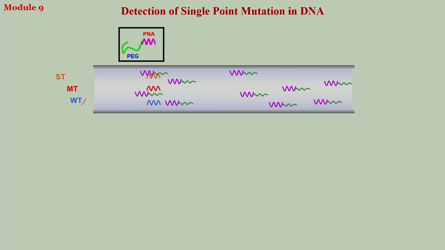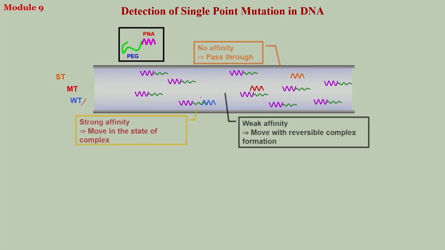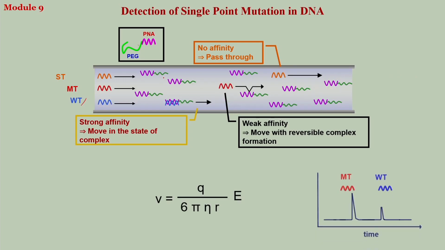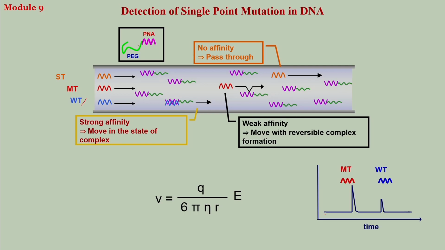So, therefore, because of the strong hybridization, it will move as a complex and you have bulky polymer. So, it will move very slowly. Mutant will have very weak hybridization, so it will move faster than this, and scramble has no hybridization, so no interaction with your PNA, it will move straight, and that is what it will look like. Scramble will be something here. I will show you the actual data. Then will come the mutant, then will come the wild type over time.